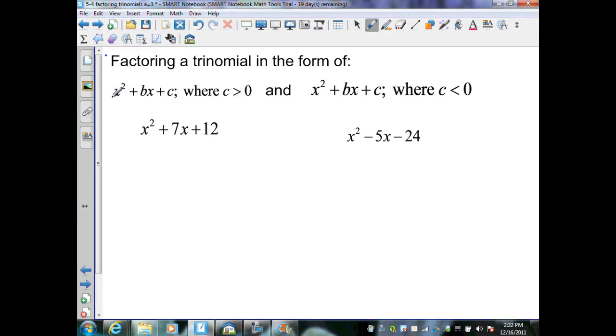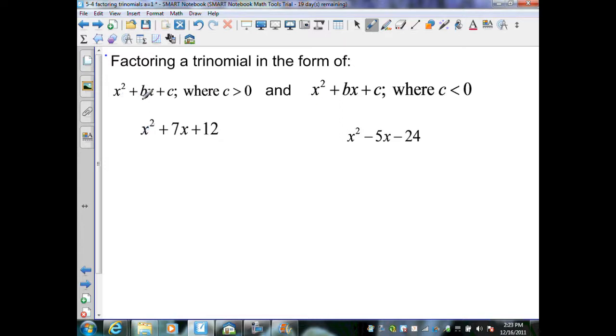Also, notice that our coefficient on our x squared is 1. Also, we're going to take a look at a trinomial that has x squared plus bx plus c, where c is less than 0, it will be negative. Again, my coefficient on my leading term, or my x squared, is going to be a positive 1.